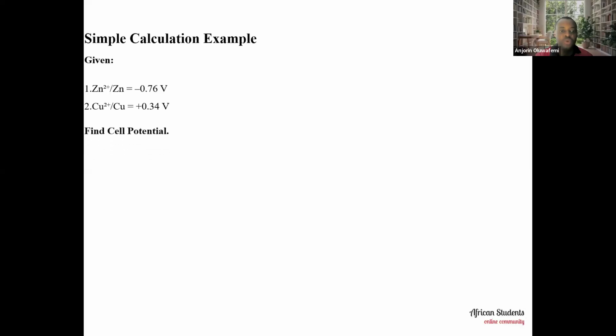So I just want to be sure. So that's what that is. When you do that, you end up having a cell potential of about 1.10 volts. A positive value equals a spontaneous cell, and that's the implication.